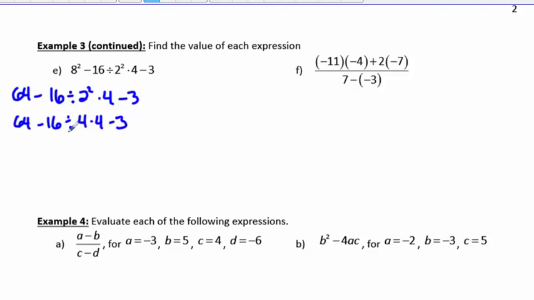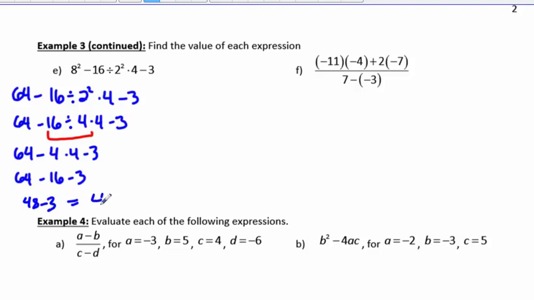Now we want to be careful here that we get the right operation next. We have subtraction, division, multiplication, and subtraction. Since the division comes before the multiplication, that must be done next. So we have 64 minus 16 divided by 4 is 4, times 4, minus 3. Or 64 minus 16, minus 3. 64 minus 16 is 48, minus 3 will give us 45.